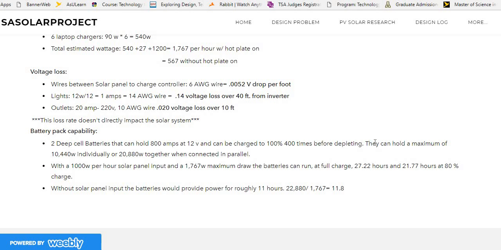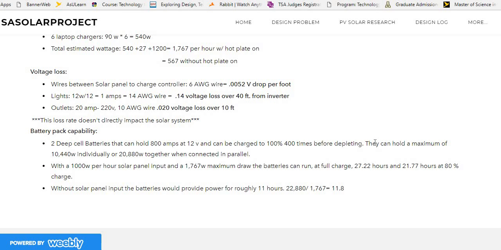And then the outlets calculated out to about 0.02 voltage loss over about 10 feet for that gauge wire. Underneath there's a small note that says this loss rate doesn't directly impact the solar system. While I did calculate the voltage loss, it didn't directly impact what I was doing, so they weren't really thrown into the solution.